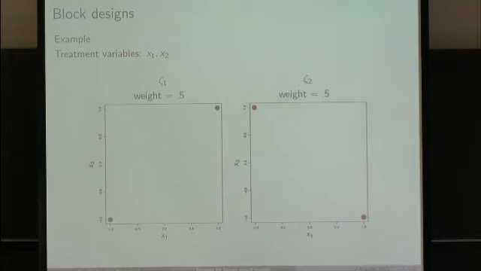So this horizontal axis is the first factor and the vertical axis is the second factor. And the idea is that we should use these treatments for half of our blocks in the experiment, and for the other half of the blocks in the experiment we should use these treatments.